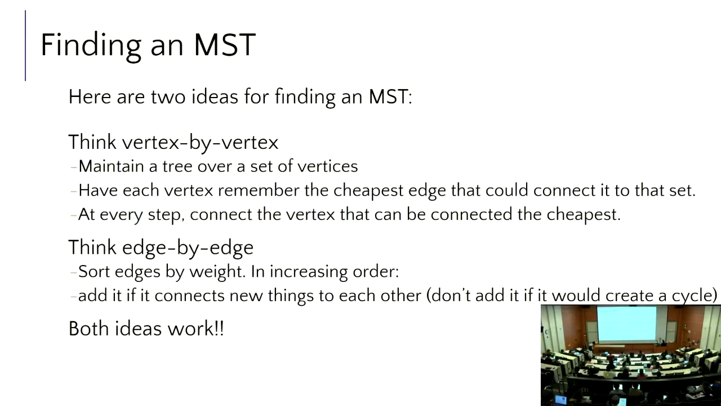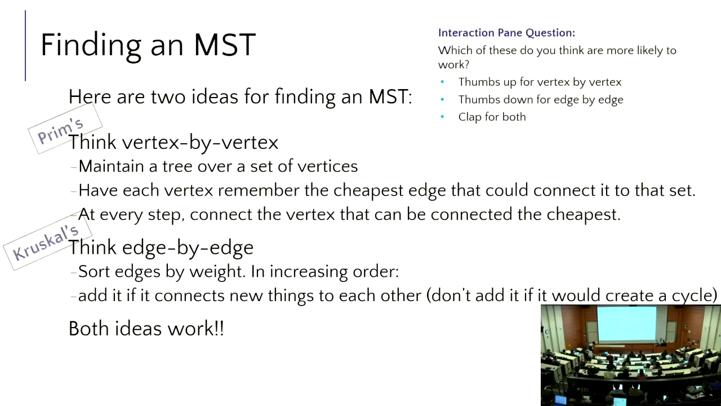Or you could think edge by edge, where you're like, okay, I'm just going to sort the edges. I'm going to find the cheapest edge, and it probably connects 2 vertices. And then I'm going to go find the next cheapest edge and see if including it will connect vertices, and I'll just keep connecting until I get there. This will make more sense as I dig into each of these algorithms.